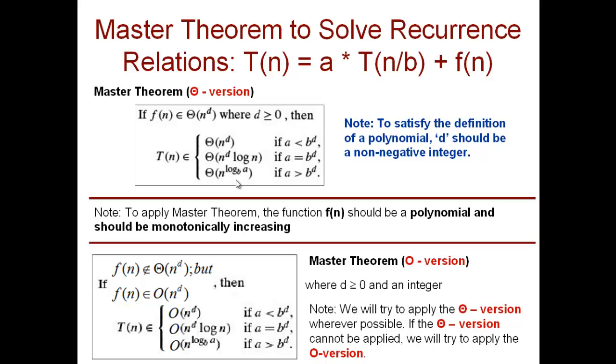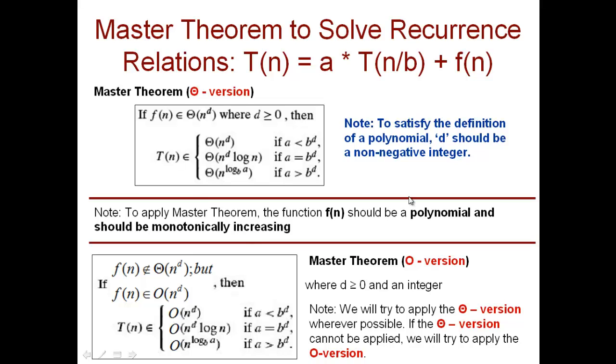Now, in order to use master theorem, one important assumption is the function f of n should be polynomial, monotonically increasing, and not only that, this f of n, in order to use the theta notation, should be written as theta of n raised to d. So that's when you can use the master theorem and the big O and the theta notation.